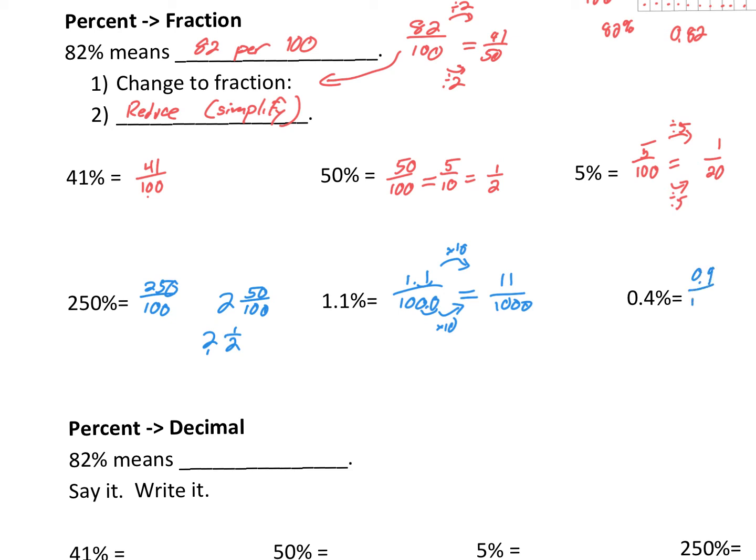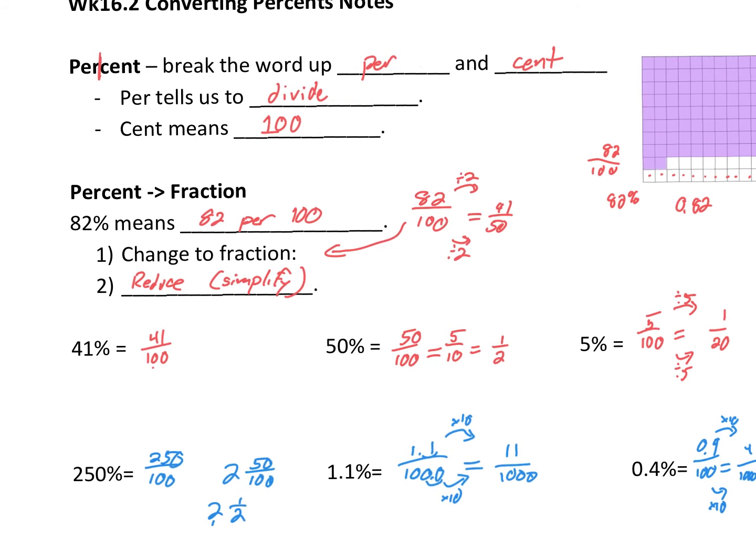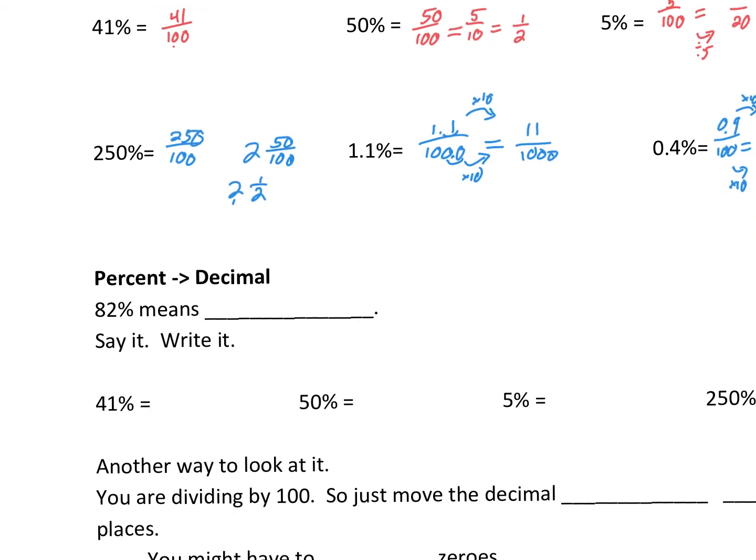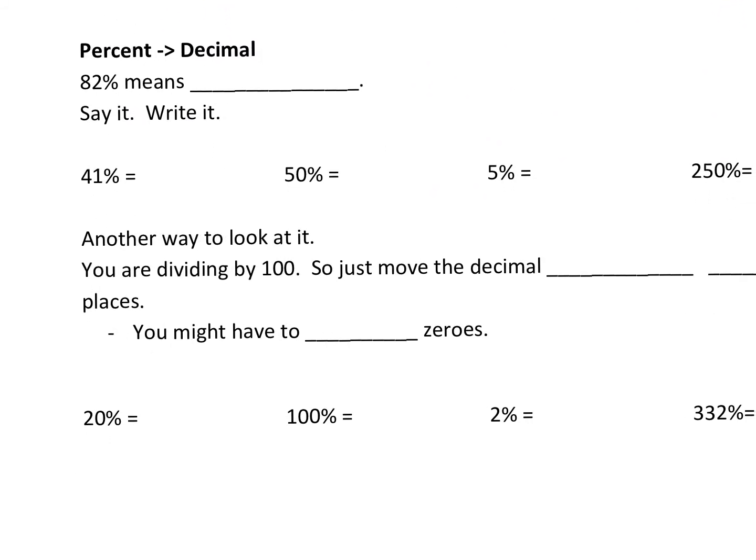Okay, same thing here. 0.4 per 100. We got to multiply by 10 to get rid of that. So that gives you 4. And then 100 times 10, you know that. It's 1,000. So 4 thousandths. All right, so that was changing percents to fractions. Now let's change percents to decimals.